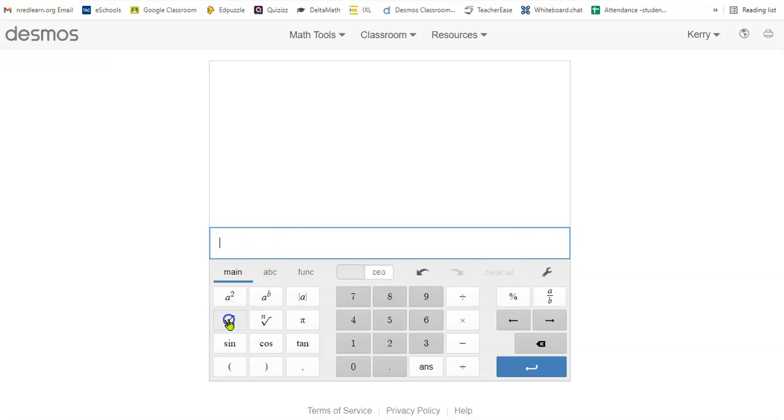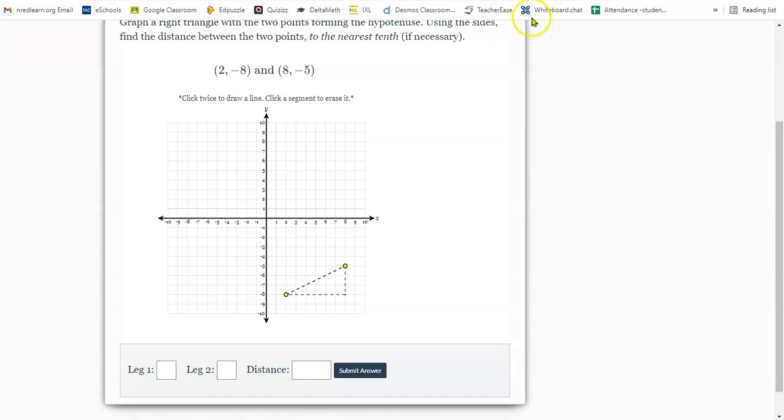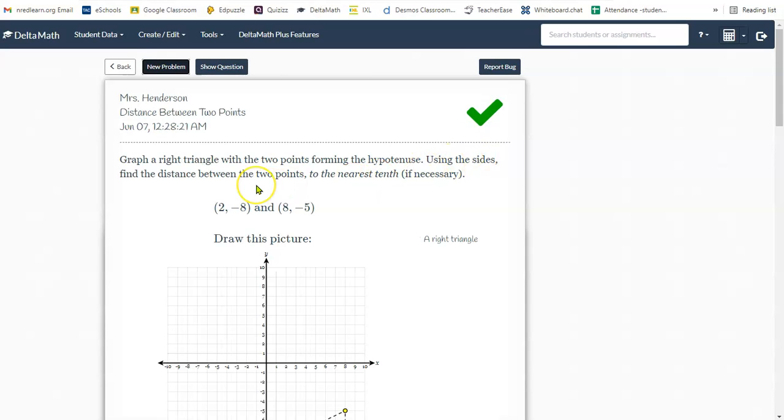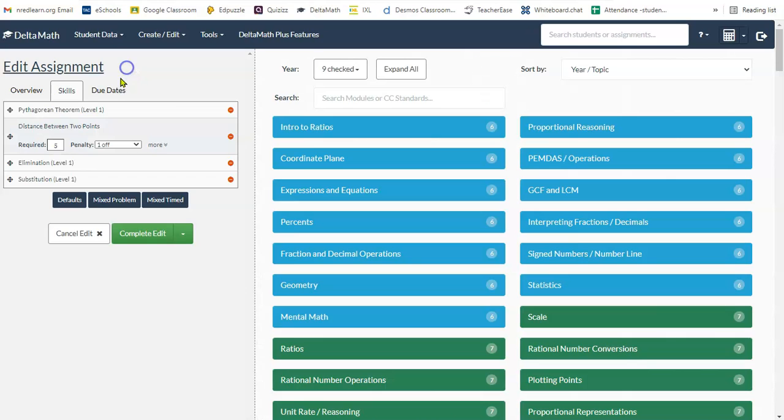So clear this out. Square root 6 squared plus 3 squared, and round to nearest tenth. 6.7. So we had a 6 for one leg, we had a 3 for the other leg, and our calculated answer was 6.7. That's it for part 2.